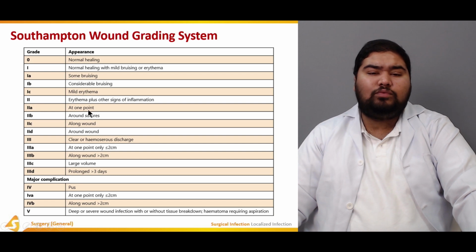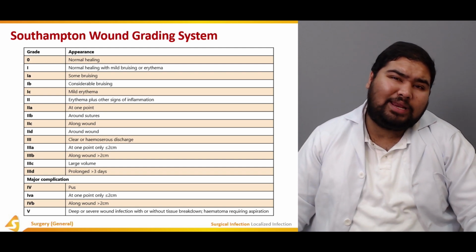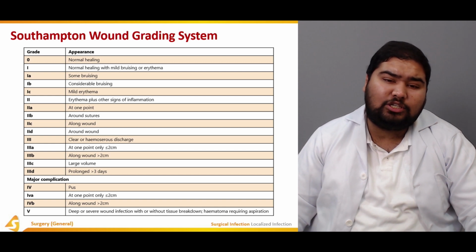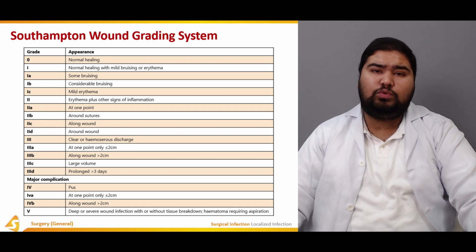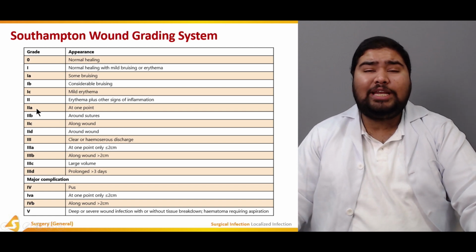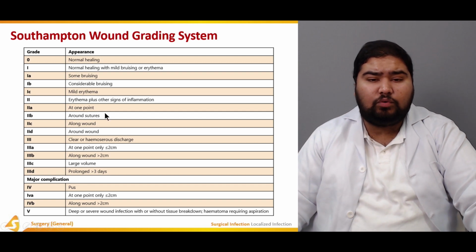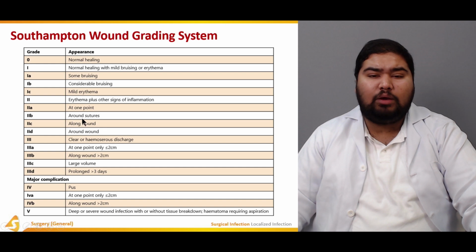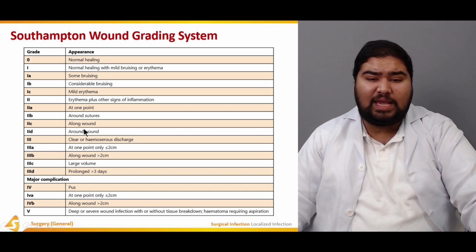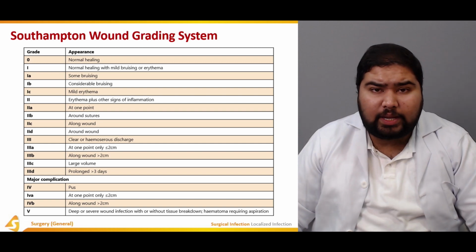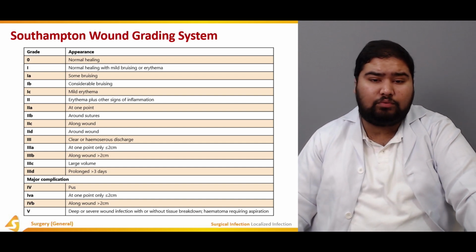Now a category 2 or grade 2 wound is erythema plus other signs of inflammation. So along with erythema, if there are other signs of inflammation, this is a grade 2 wound. Again, grade 2 is further divided into 2A, 2B, 2C and 2D. In 2A, we have erythema and signs of inflammation at one point in the wound only. In grade 2B, we have erythema and signs of inflammation around sutures. In grade 2C, we have them along the wound. And in grade 2D, we have them all around the wound.